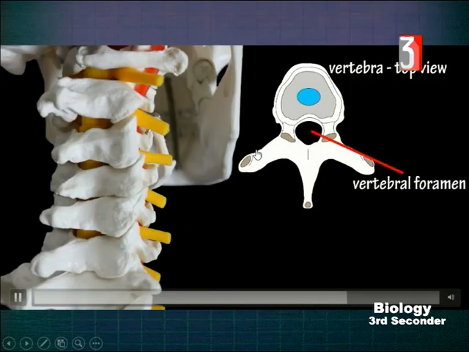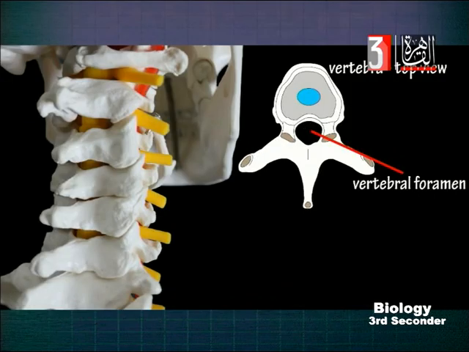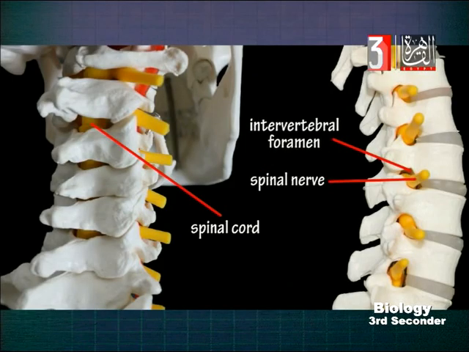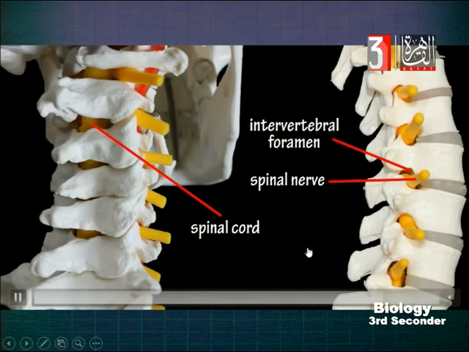So the vertebrae of the cervical regions are not in the same shape. They differ from each other. Number 1 and 2 differ from the others. They protect the spinal cord and carry the spinal cord inside them.